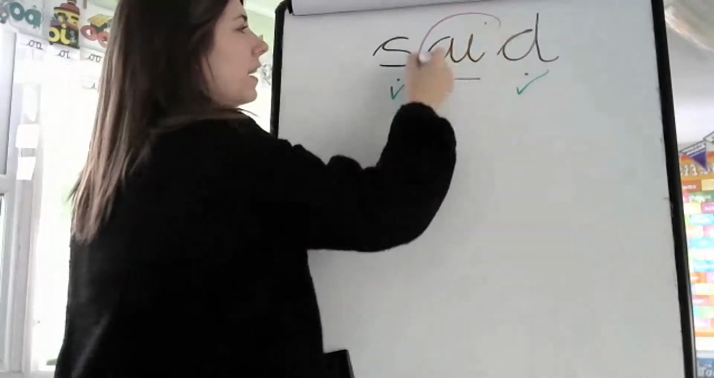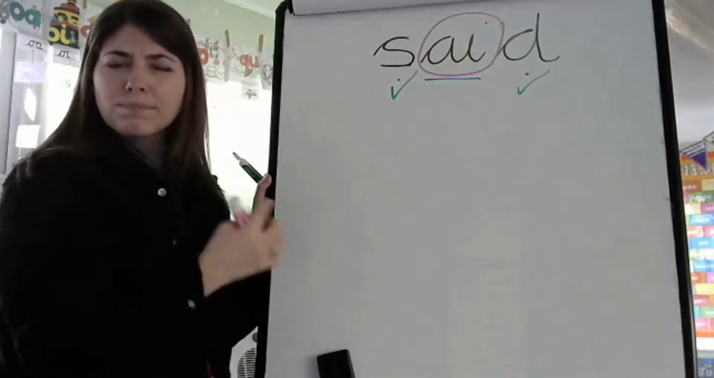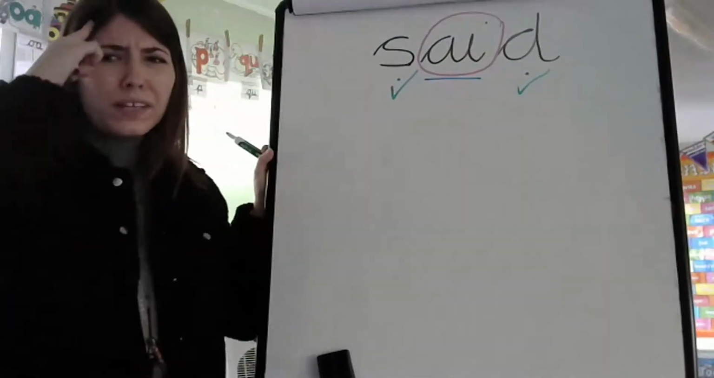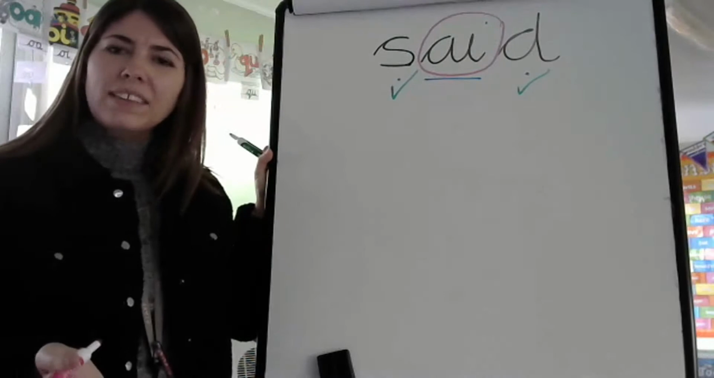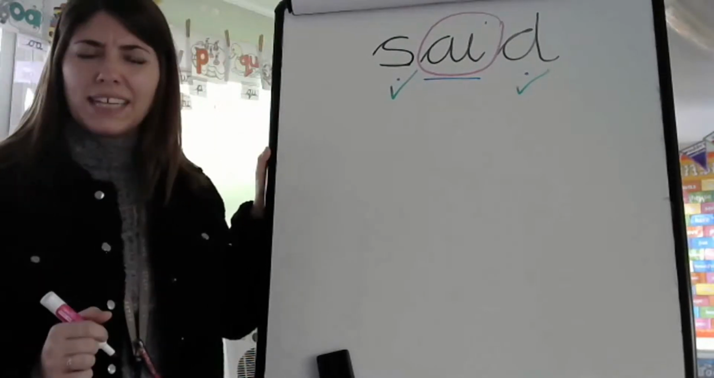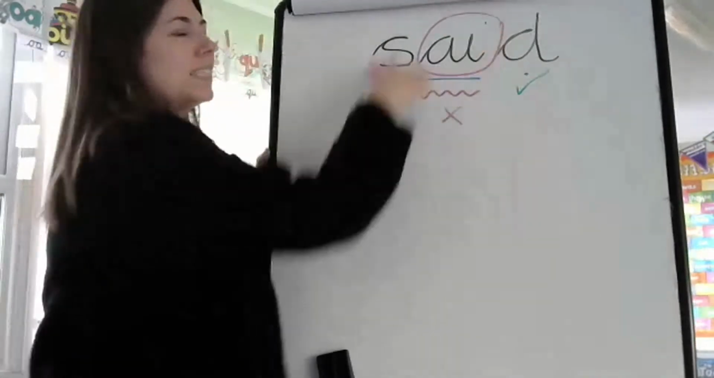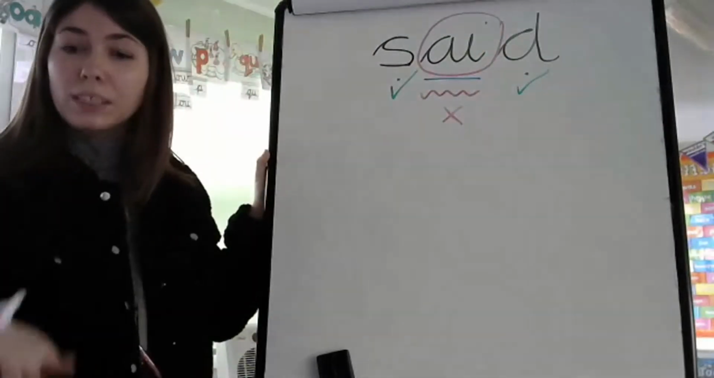But this bit here, this is making the E sound. Now I know that usually the A and the I work together to make the A sound, not the E sound. This is a tricky part of the word. This is the bit that makes it a tricky word to spell.